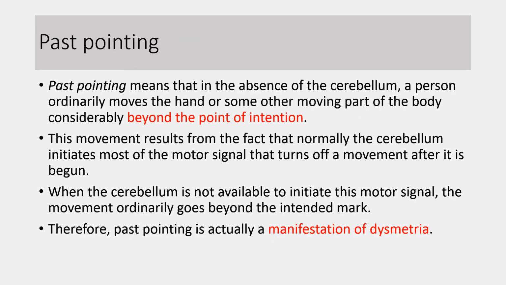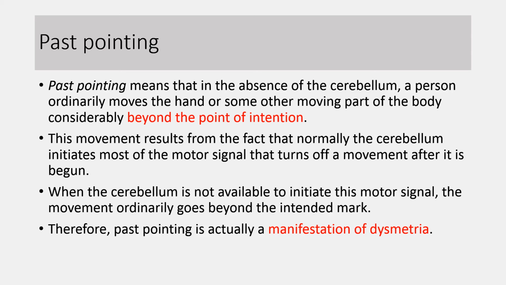Past pointing. Past pointing is a manifestation of the dysmetria. So in the dysmetria, overshooting followed by the overcompensation occurs around the intended mark. So the person with the cerebellar damage, when he performs any motor movement, the movement of the hand or the other part of the body considerably goes beyond the point of the intention, and that is known as past pointing. Past pointing occurs because of the absence of the damping mechanism.